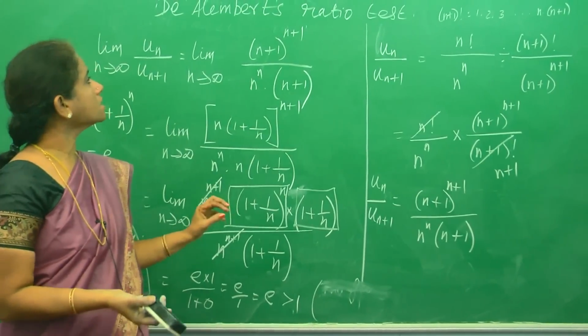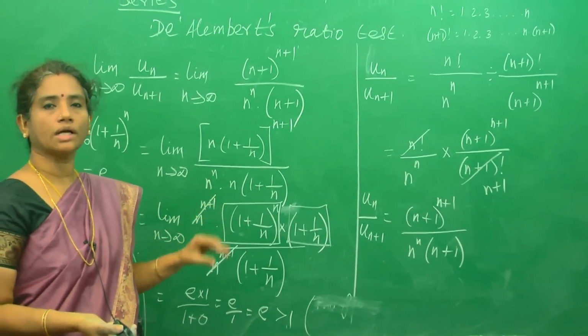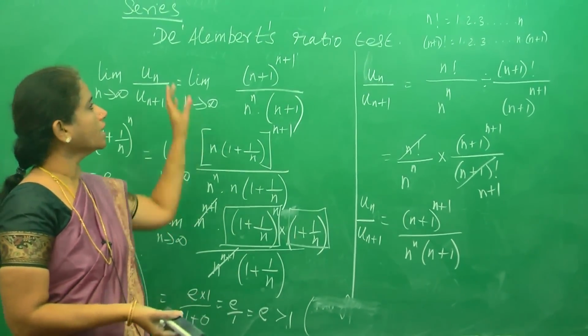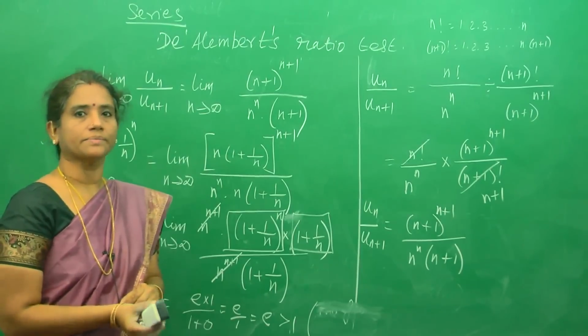Okay. So this is how we find the convergence or divergence of a series using D'Alembert's ratio test. Thank you.